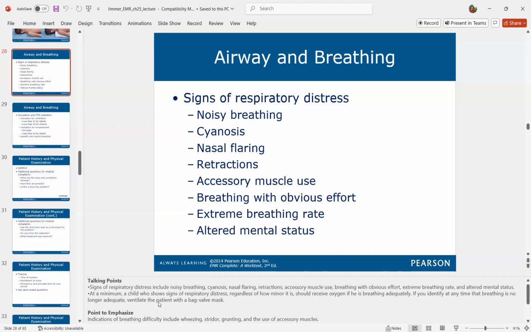So indications of breathing difficulty include wheezing, stridor, grunting, use of accessory muscles, all of that. If they look like they're just struggling to breathe, obviously they're having a breathing issue.